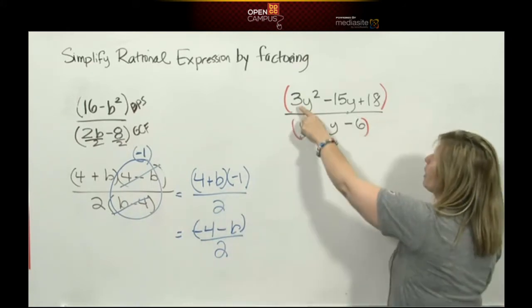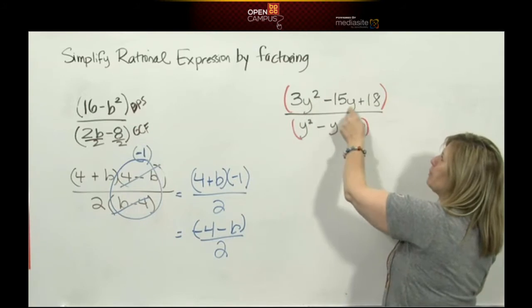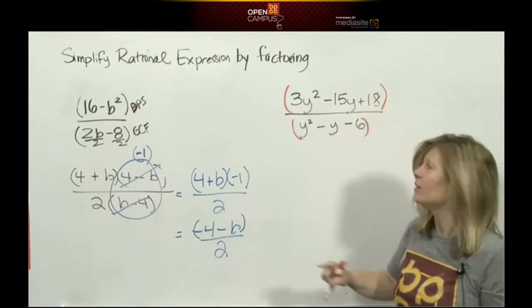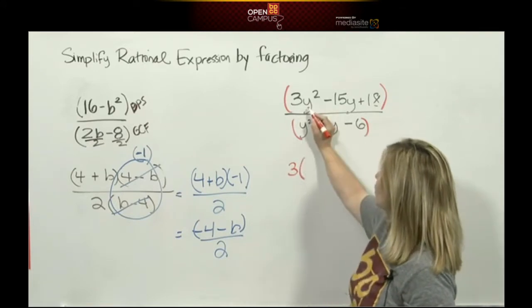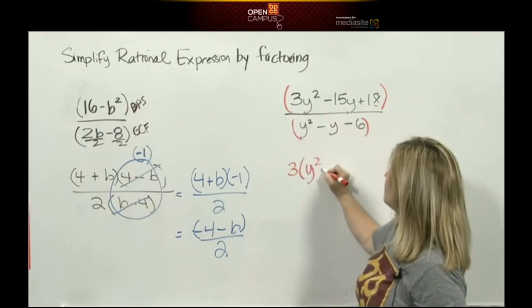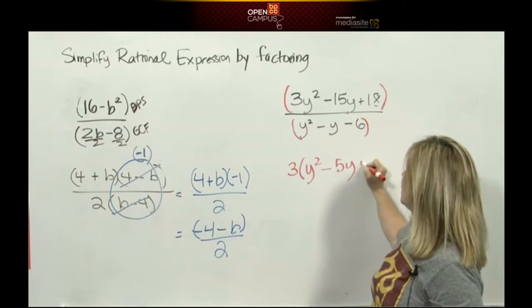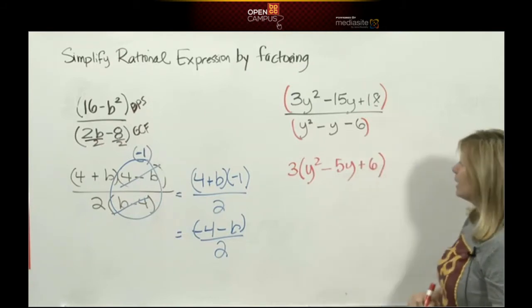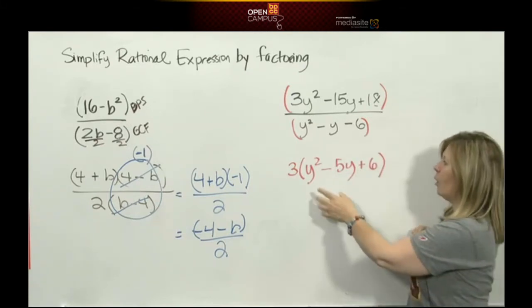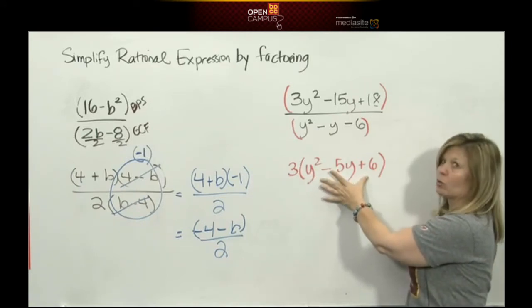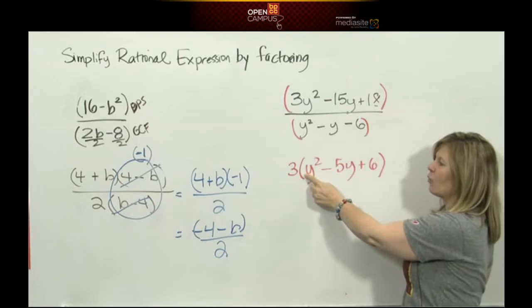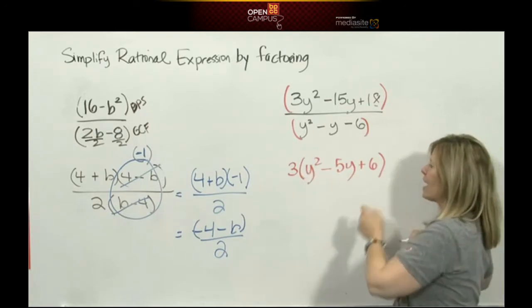So let's go to the numerator. Even though there's 3 pieces here, they have a GCF. What is the GCF? It's a 3. So I'm going to take out a 3 and write what's left. Y squared minus 5y plus 6. Now are we done? No. Inside we still have 3 terms. Now we have a trinomial rule. It is easy. It has a coefficient of 1. So we're going to factor that some more.